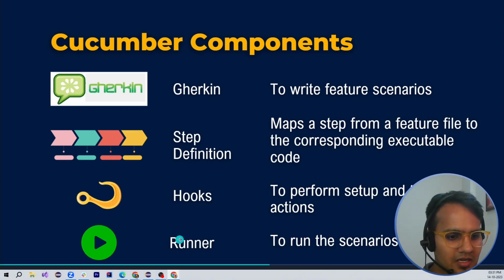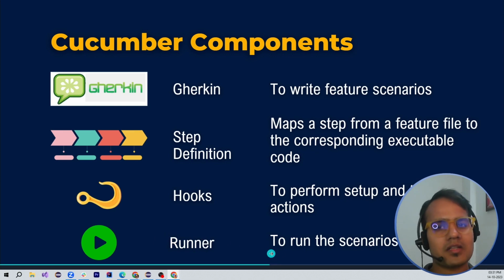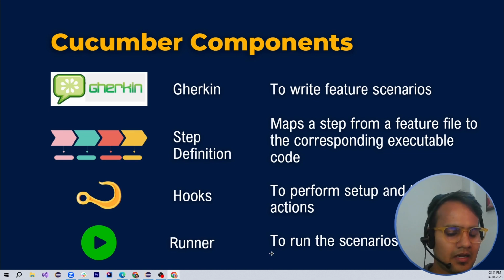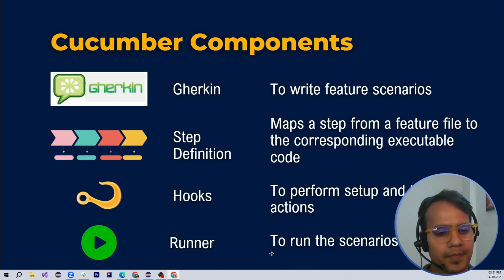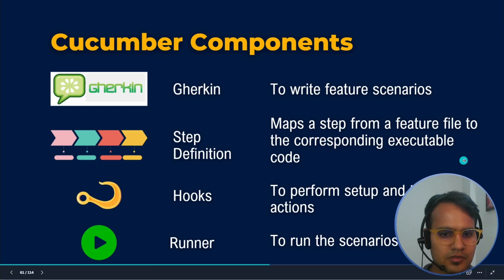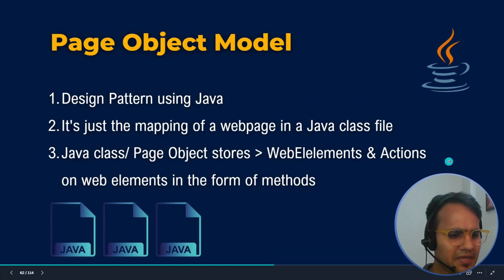So runner, what is a runner? A runner is to run the scenarios. Whatever scenarios we have written, this runner is used to run those scenarios. Now the next thing is page object model.